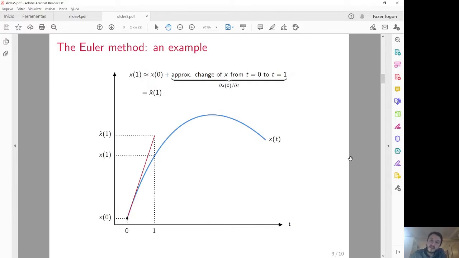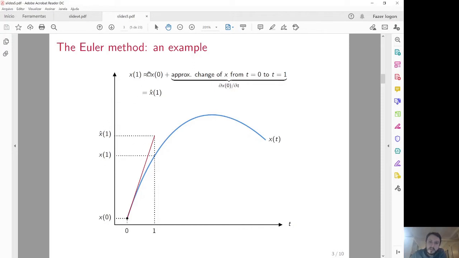And then we can use a very simple intuition, which is the following. The value of x at time 1 will be approximately equal to the initial value, x0, plus the approximate change of x when t goes from 0 to 1. And this approximate change is given by the derivative. Okay? And we call this x hat of 1, which is the approximation of x at time 1 using the Euler method.